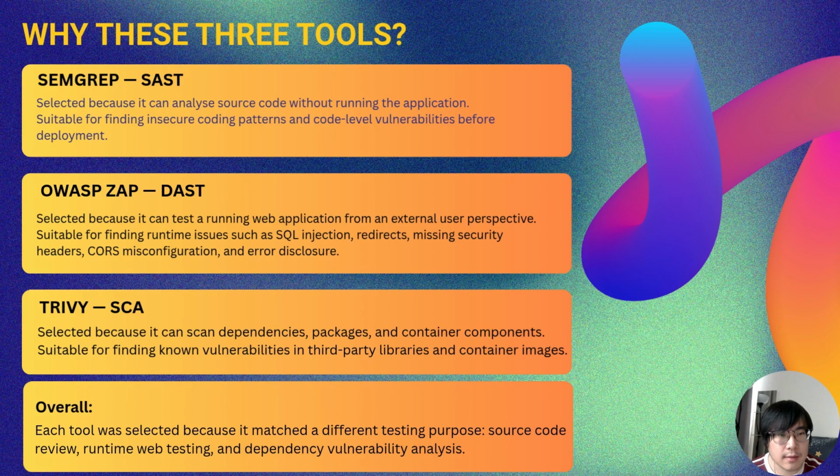Trivy was selected as the SCA tool because it can scan dependencies, packages, and container components. This is useful because modern web applications often rely on third-party libraries, and some of these libraries may contain known vulnerabilities. So these tools were not selected for the same purpose. Each one was chosen because it supports a different part of the security testing process.